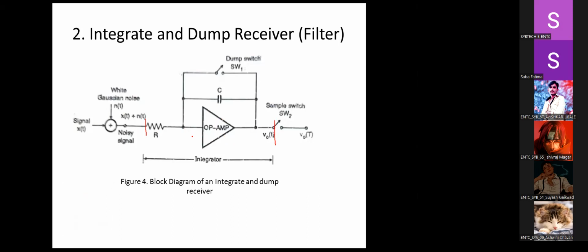Here at the input of the integrator, we are getting a noisy signal. And we see that this noisy signal is going to travel over a bit interval T. So what does bit interval T mean? That is the bit duration.